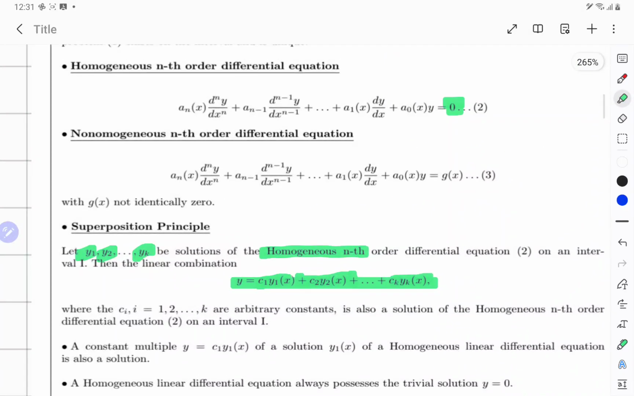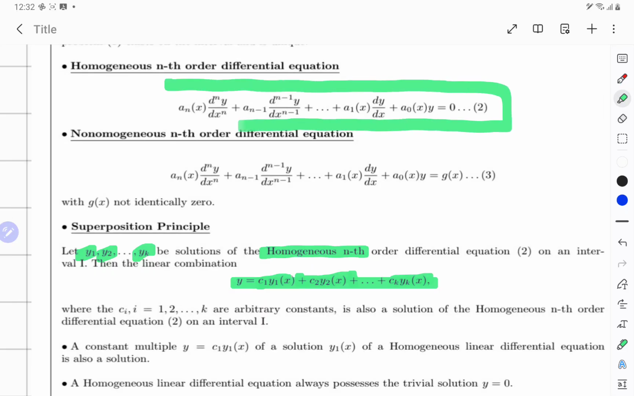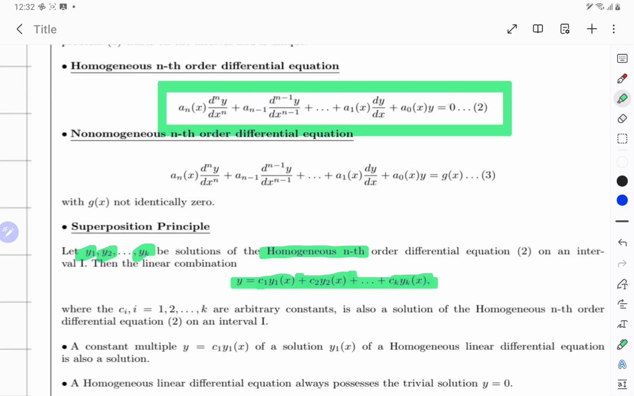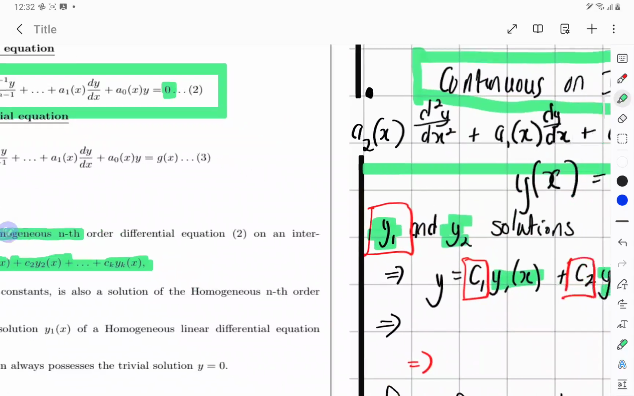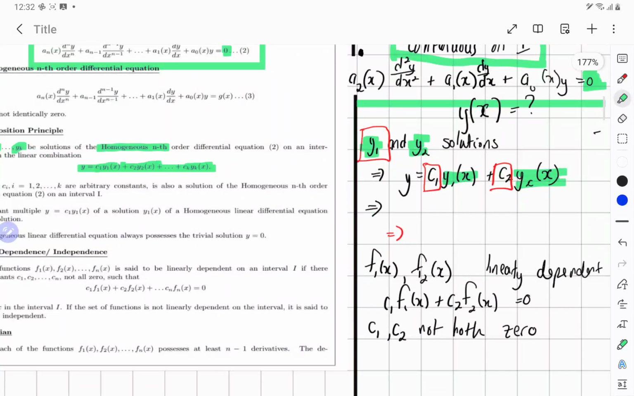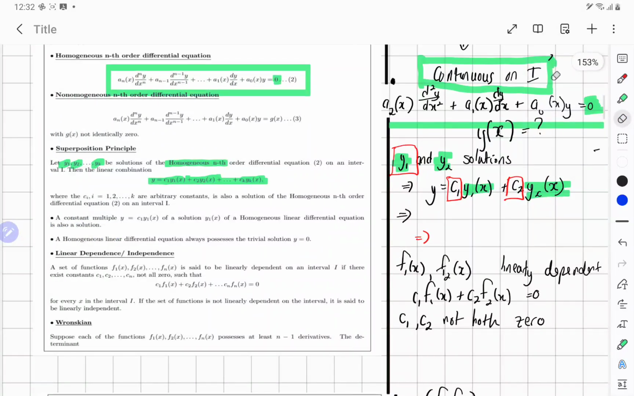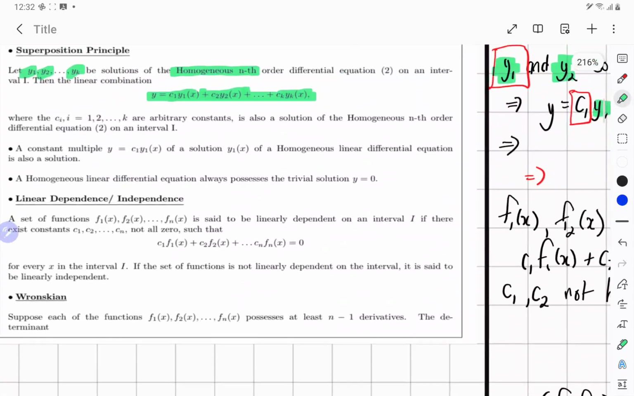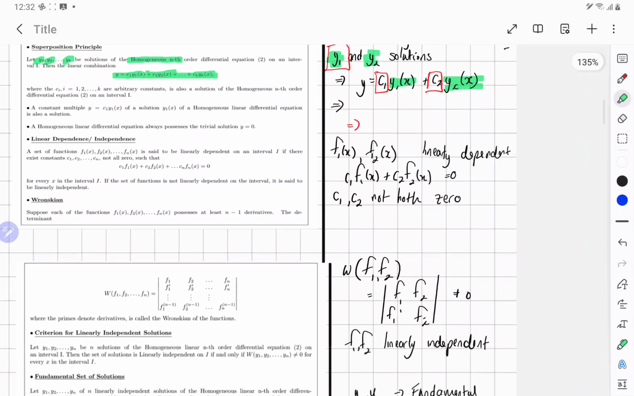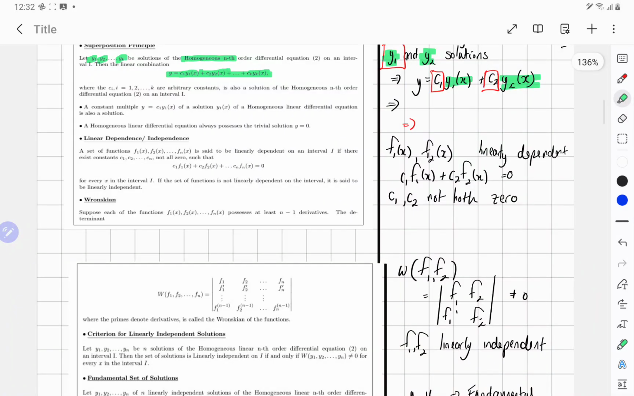So just to recap, very important for the next two videos will be the nth order homogeneous, so equal to 0, and the second order homogeneous, so also equal to 0. Second order because the highest derivative is 2. So that is very important.